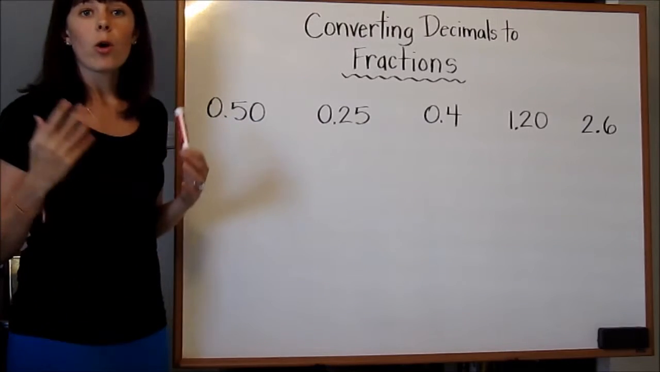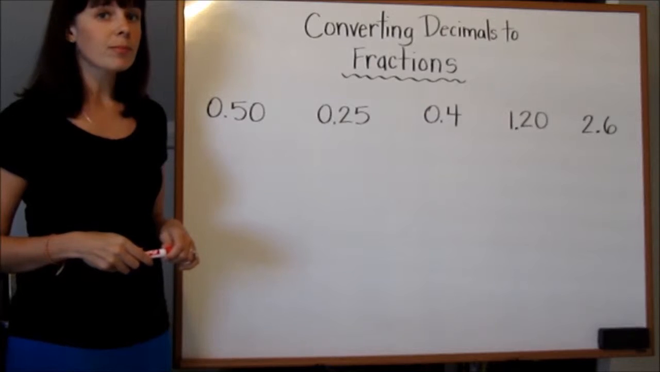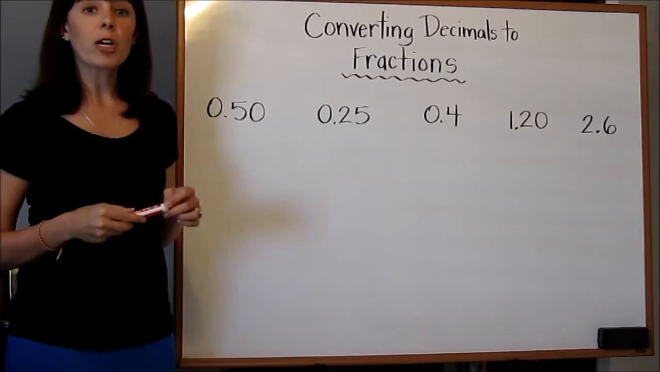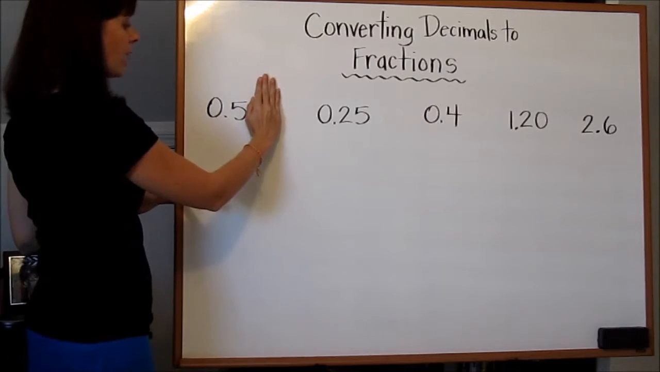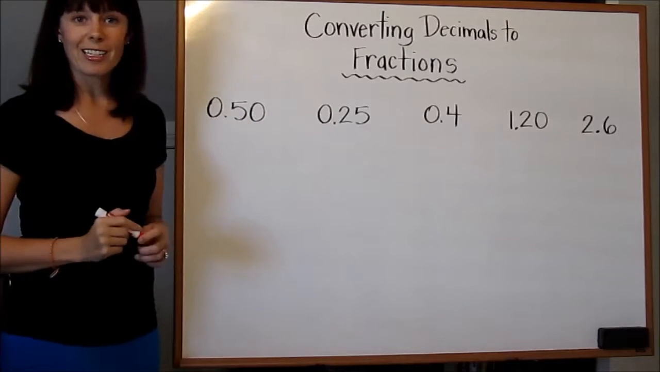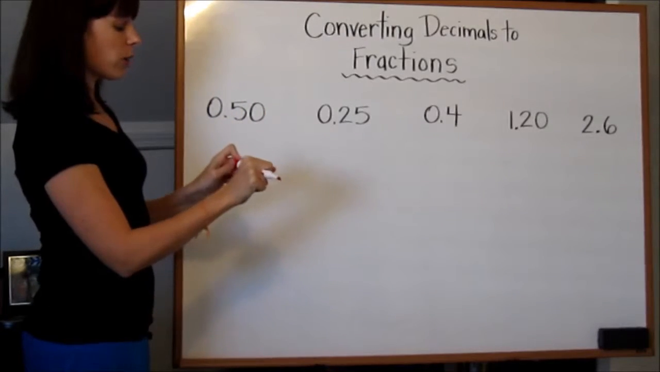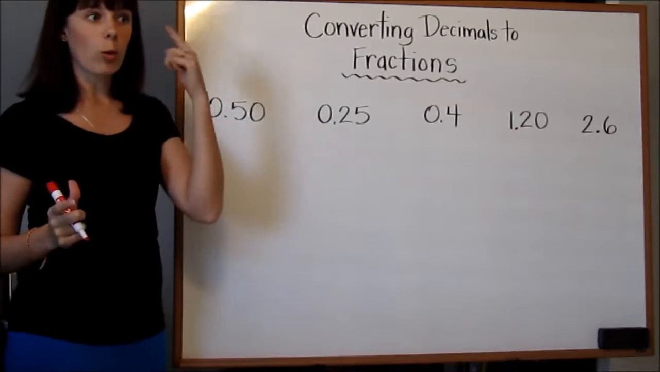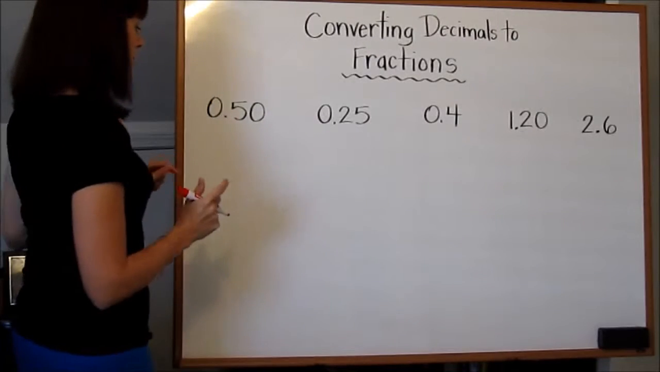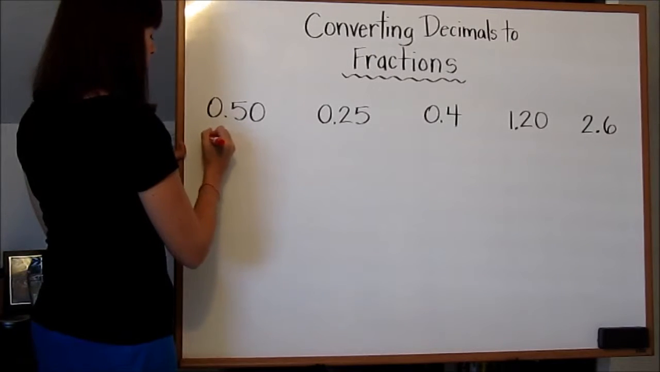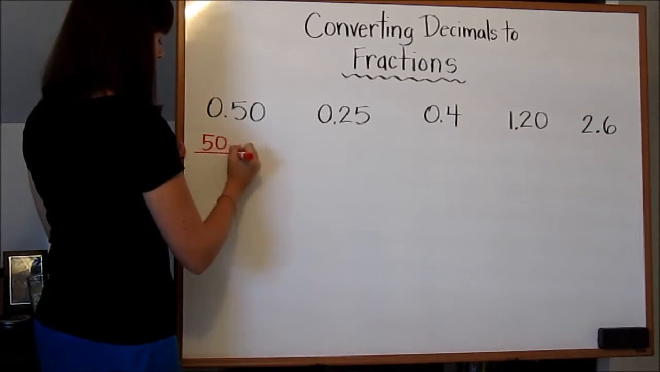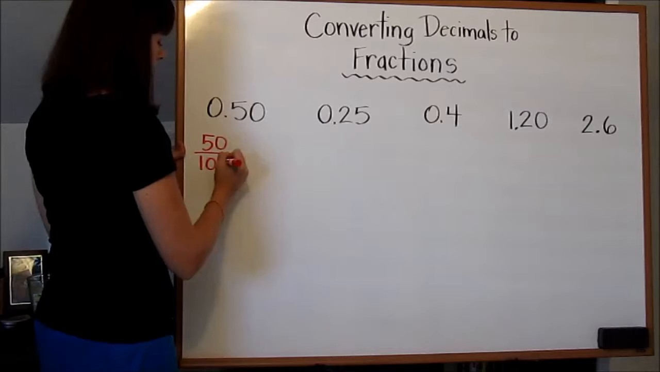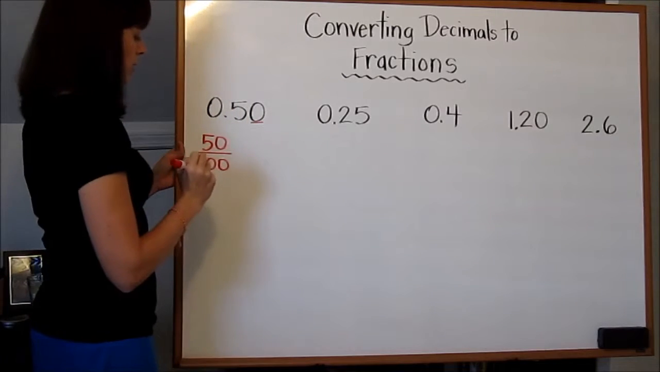correctly as a decimal, what would you say? If you said 50 hundredths or even 5/10, you are correct. So what we're going to do is we are going to just write down as a fraction what we say when we read our decimal. So 50 hundredths, because the 0 is in the hundredths place.